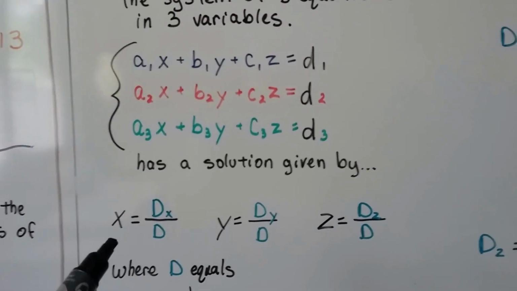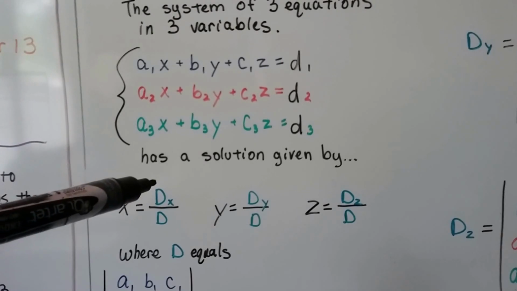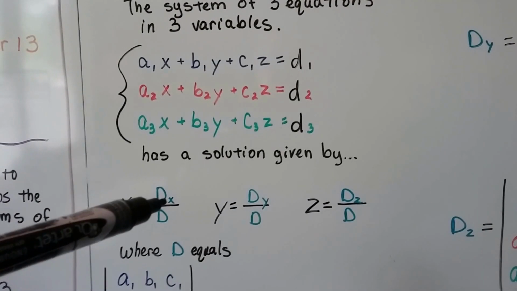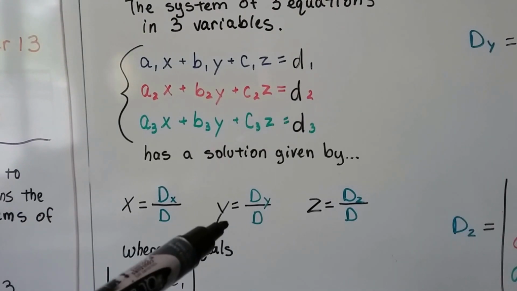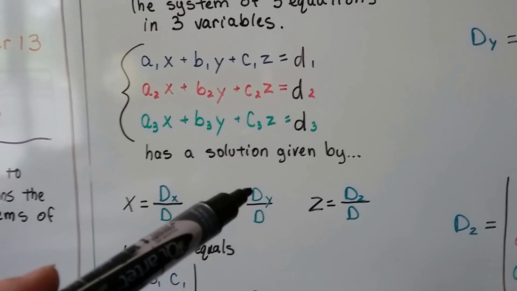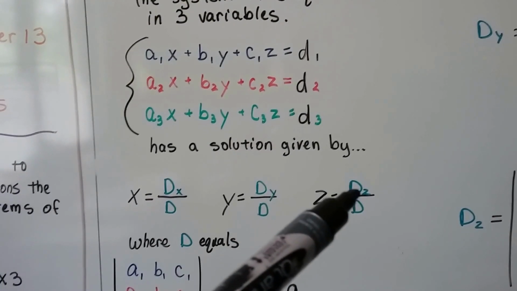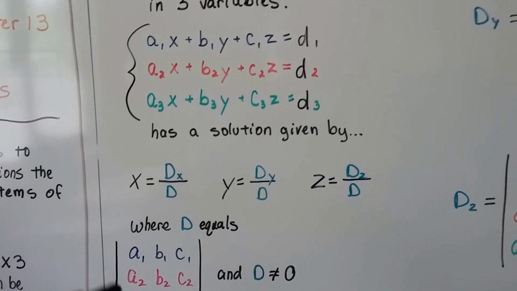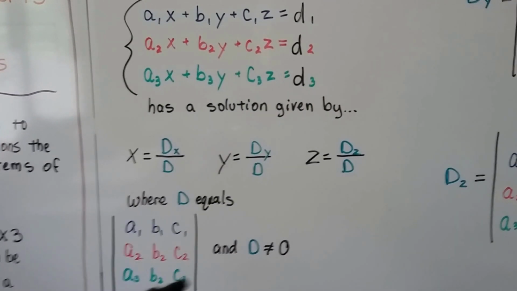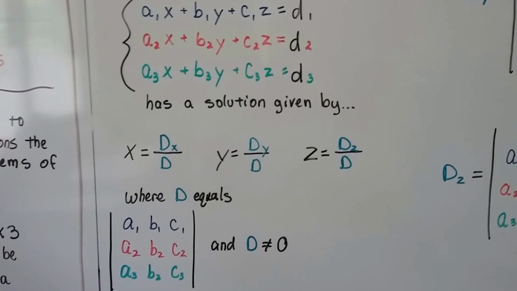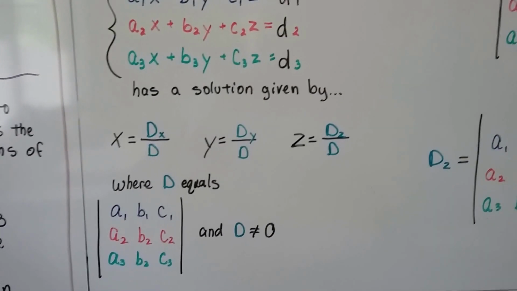Now, we're going to get a solution by doing x as the quotient of D sub x over D, and then y as the quotient of D sub y over D, and then z is the quotient of D sub z over D. Now, we're going to get this D by solving this 3 by 3 matrix. If you don't know how to do that, you need to go back to 13.3c. That was the video right before this one, and I explained how to do that, okay?